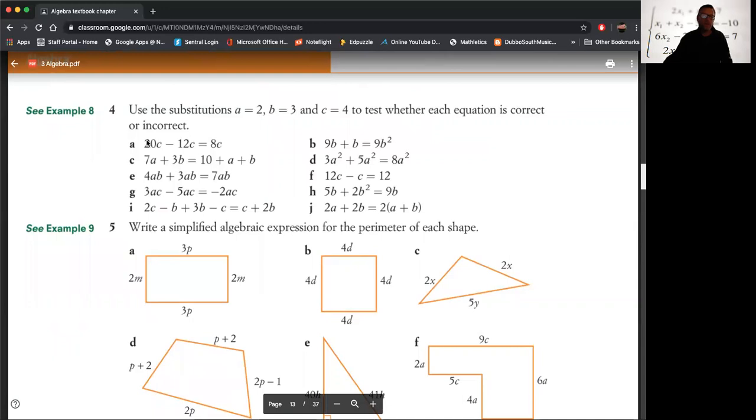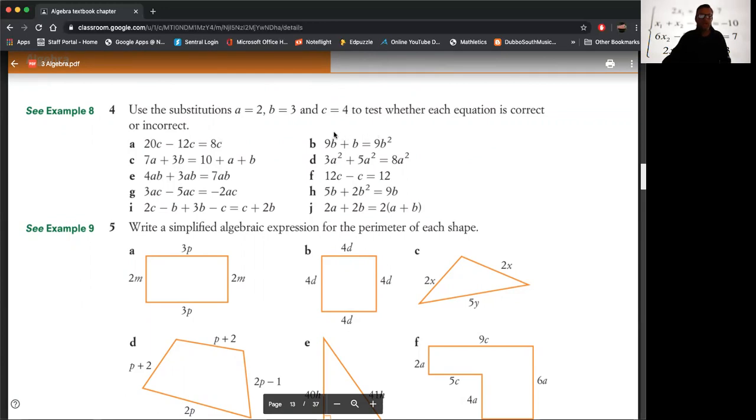So, for example, our first one here, we'd have 20C's minus 12C's should equal 8C's. So a C is worth 4. So we go 20 times 4 minus 12 times 4 should equal 8 times 4. So you can just substitute those numbers in there and then do this function here, which is a subtraction.